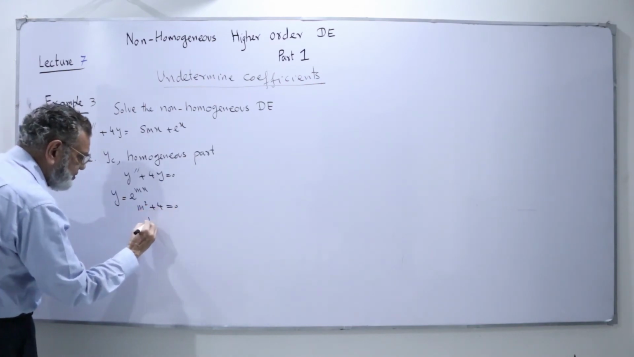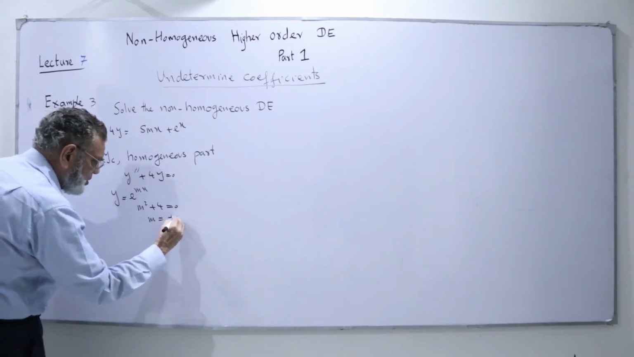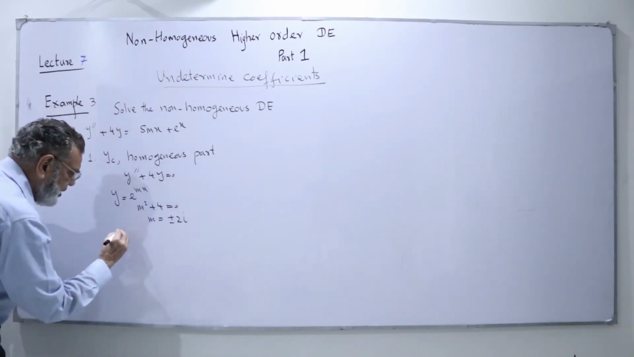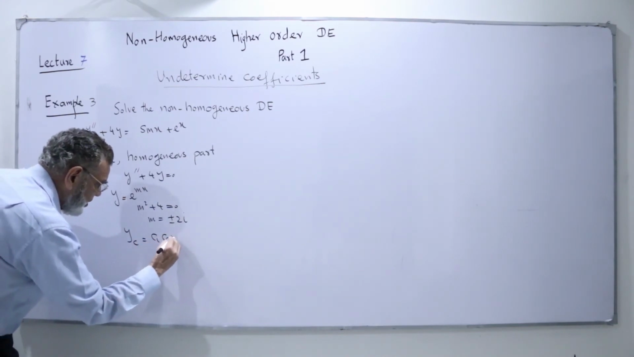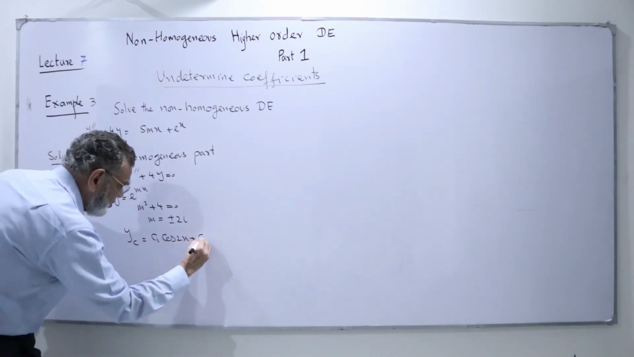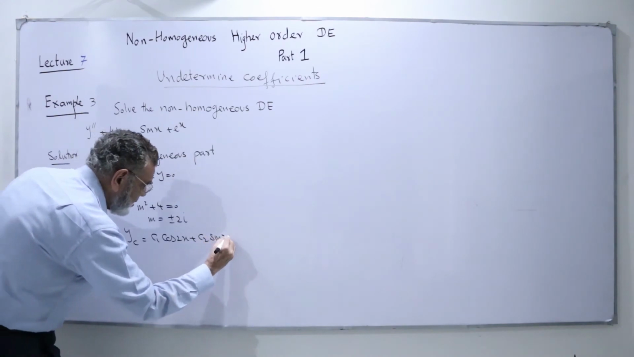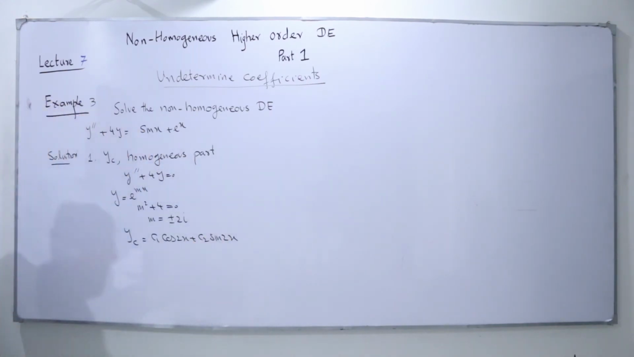And we get the roots of this one: m equal to plus minus 2i. Alpha is 0, beta is 2. We get here yc is equal to c1 cosine 2x plus c2 sine 2x. So this is part 1 and this is my yc.